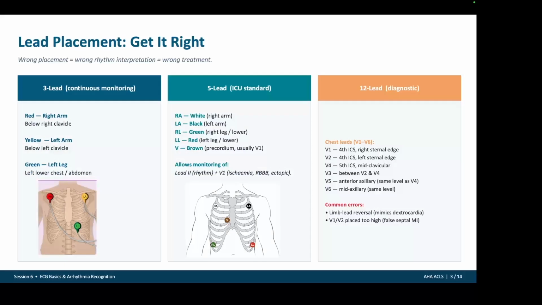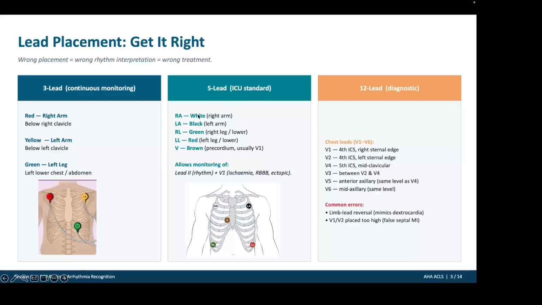Lead placements. As we already discussed, there are 3 different lead systems available. First is the 3 lead system. Here, as the picture depicts, the right arm lead is placed just below the right clavicle, that is red color, and the left arm lead is placed just below the left clavicle, and that is yellow color, and the left leg lead is applied over the apical area.